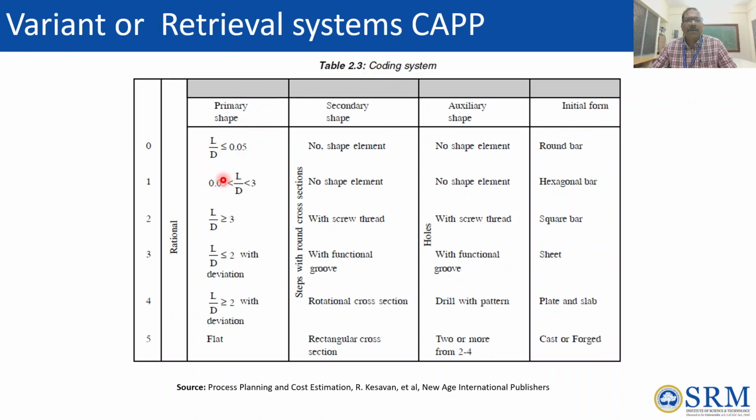For example, if the primary shape's length by diameter ratio is less than or equal to 0.05, we code it as 0. If the length by diameter ratio of that workpiece is between 0.05 and 3, it should be labeled as 1. A length by diameter ratio greater than 3 is labeled as 2. Similarly, if the primary shape is flat, we label it as 5. Then for the secondary shape: no secondary shape available, with screw thread, with functional grooves, rotational cross section, or rectangular cross section. Each has its own code. Then the auxiliary shape, and the initial form of the piece. Based on this, we assign a code, and with this code we store the part. It means we are labeling the part.